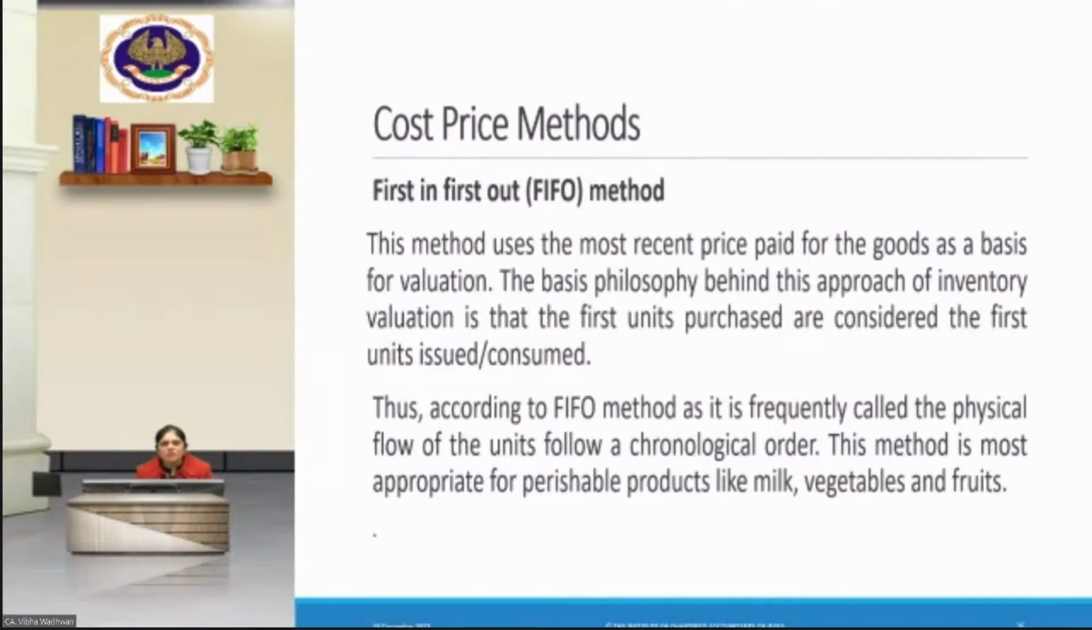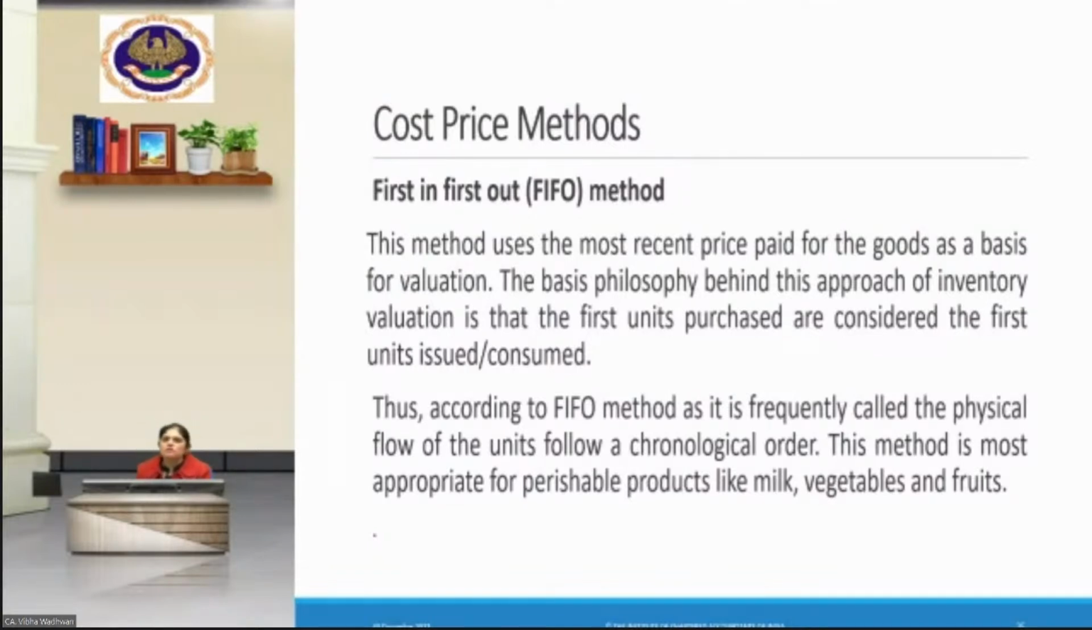The basic philosophy behind this approach of inventory valuation is that the first units purchased, that means the oldest units, are considered the first units to be issued or consumed for production. Clear? So the oldest purchase will be issued first and the latest purchase will be kept as closing stock if it is left. Thus, according to FIFO, as it is frequently called, the physical flow of the units follows chronological order. Chronological order means the oldest will be issued first.